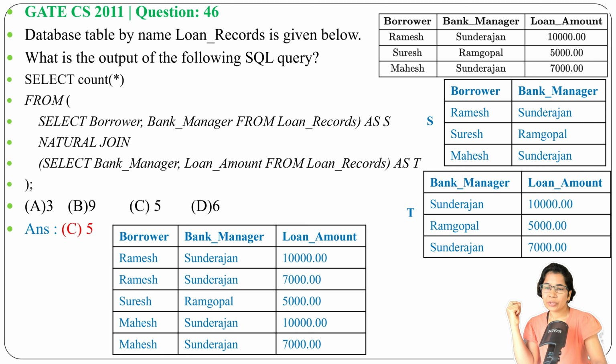I already discussed natural join. Natural join we do with some common attribute. In both the tables, the common attribute is bank manager. So here we did the natural join on bank manager.